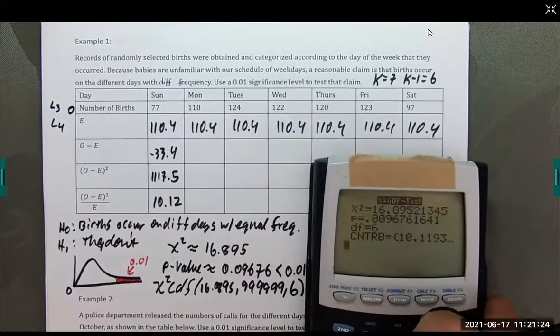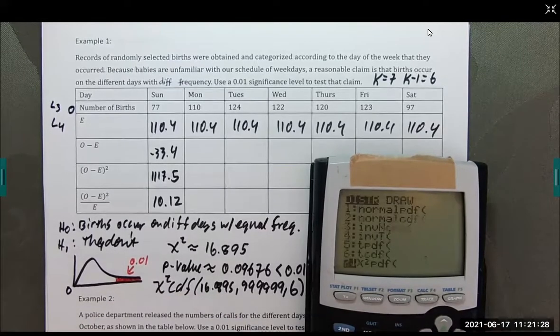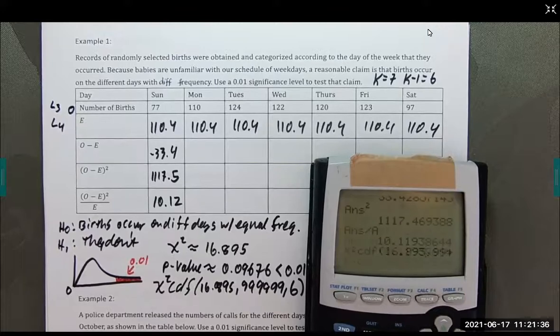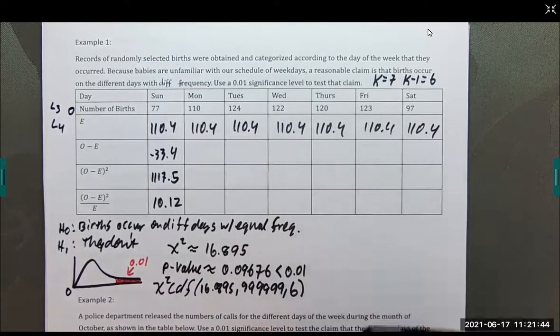Let's see what we get. Distribution, chi-squared CDF, 16.895, and there is our p-value. So you can do it either way, manually or with a calculator. Manually, it's not hard, it just takes a little bit more.